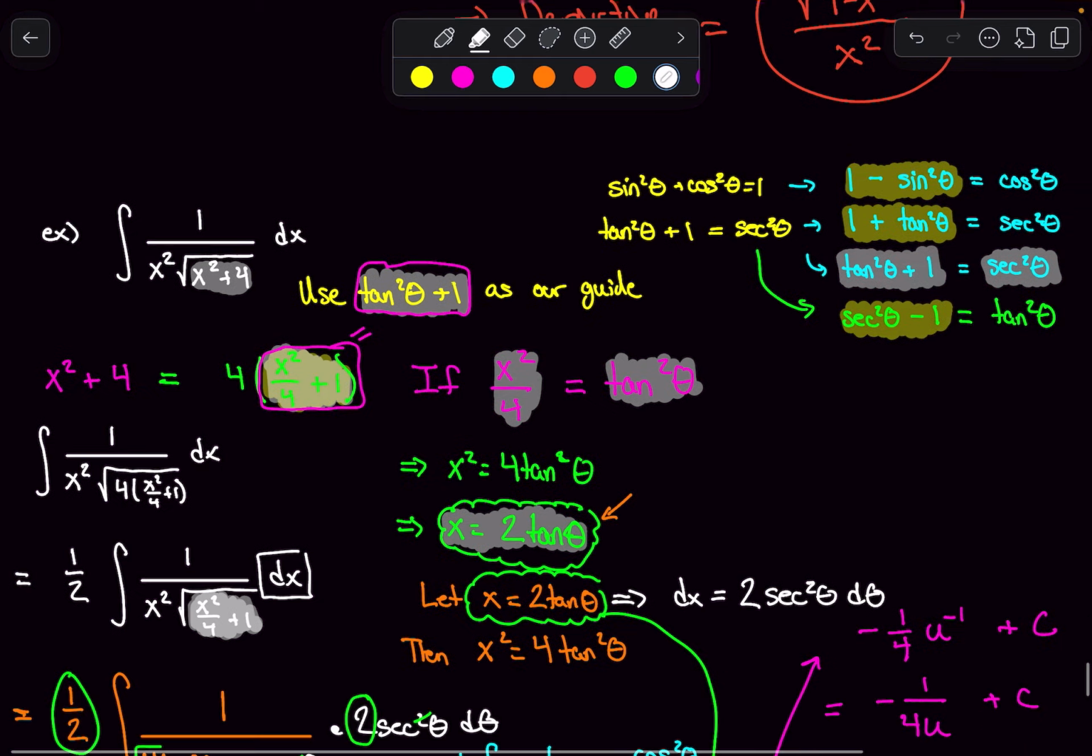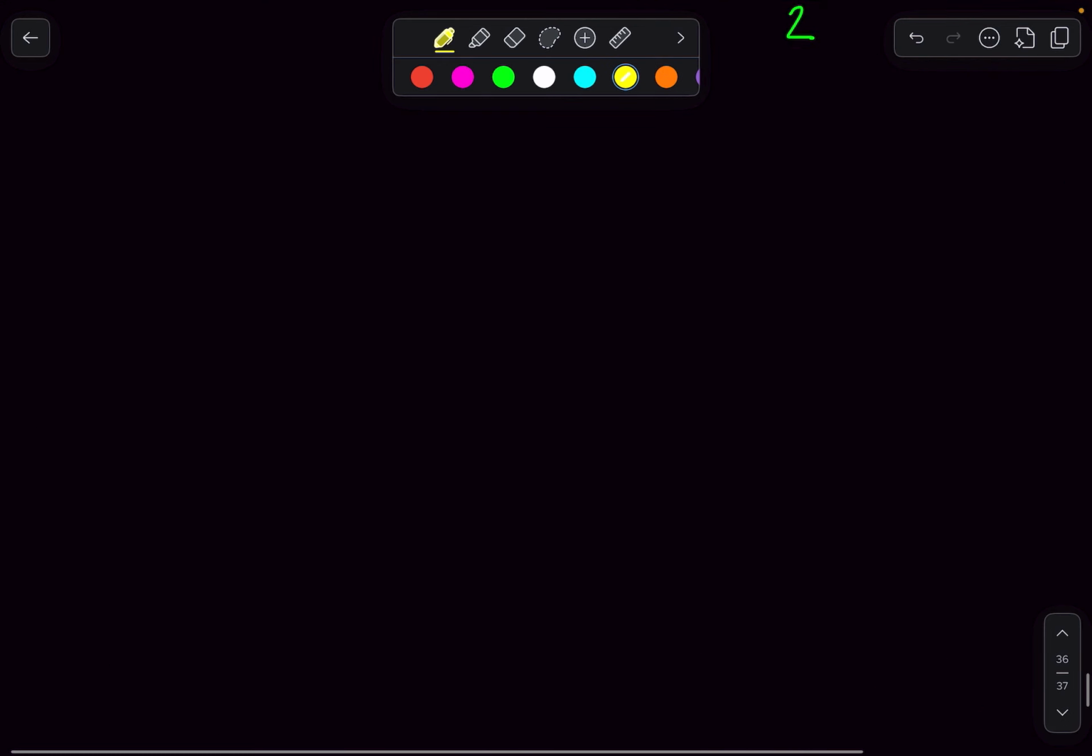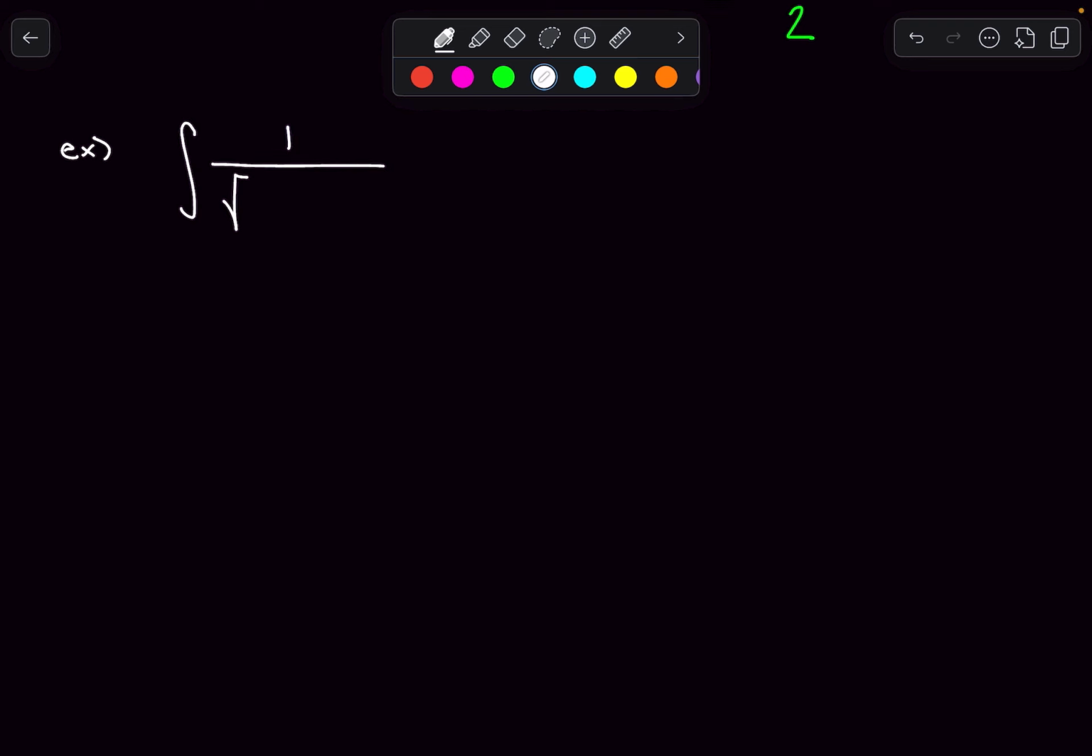The only other thing I could think of that would be slightly more complicated than this, which I'll leave to do for, let's say, the homework, would be what if I had 1 over the square root of 9 minus 4x squared or something like this. Right? And we say, okay, well, this chunk here kind of reminds me of the 1 minus sine squared identity. That's going to be equal to cosine squared theta. So I'm going to use that as my guideline, and I'm going to do the same process.